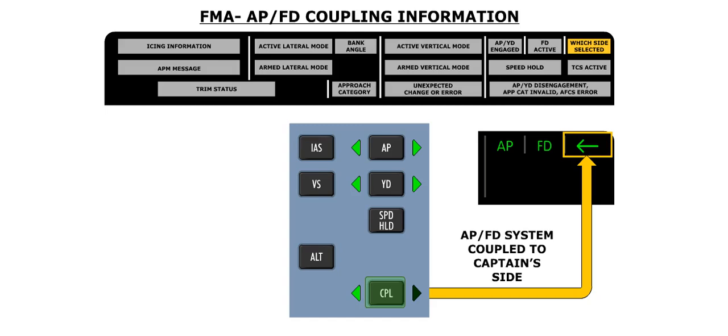When the autopilot flight director is coupled to one side, the autopilot flight director system will use the associated autopilot yaw damper computer. The direction of the coupling is indicated by an arrow. Coupling is selected using the CPL push button on the FGCP. At power up, the system is automatically coupled to the captain's side. Click on the CPL button to couple to the first officer's side. In addition to the green arrow in the FMA, the arrow adjacent to the CPL push button will also indicate the direction of the coupling.